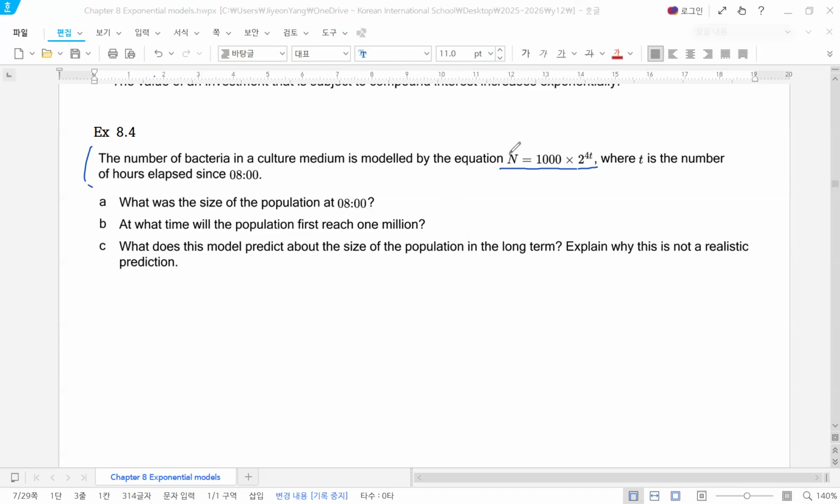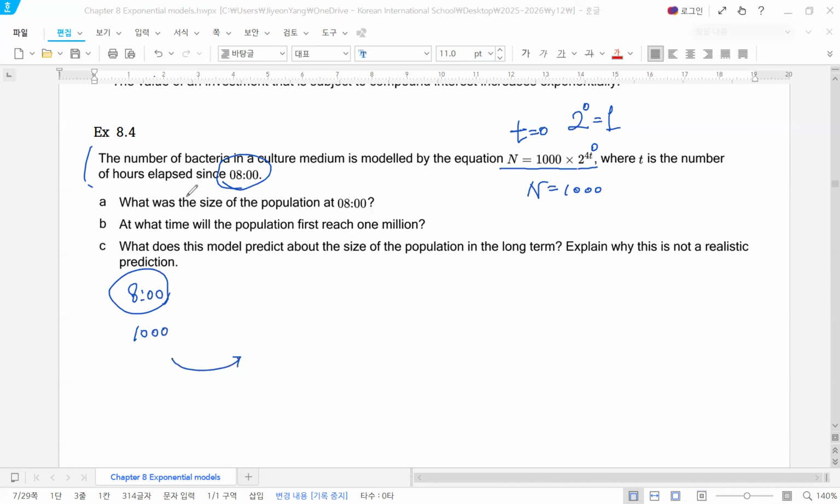Okay, students. So for example, let's find the initial number of bacteria. The initial number of bacteria means the number of bacteria at 8 a.m. So it means that when t equals 0, because we start to calculate the time from 8 a.m. When t equals 0, what is 2 to the power of 0, students? 1. Therefore, what is n when t equals 0? 1,000. Do you understand? So at 8 a.m., the number of bacteria is 1,000.